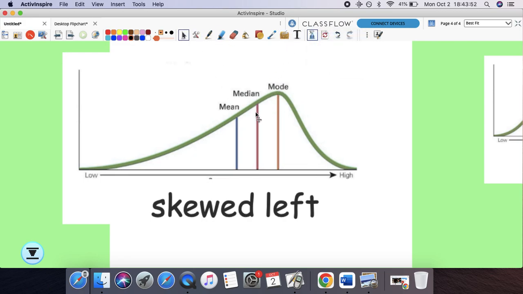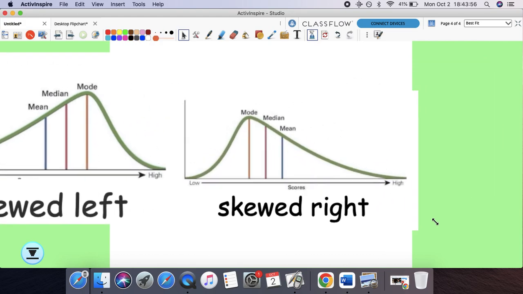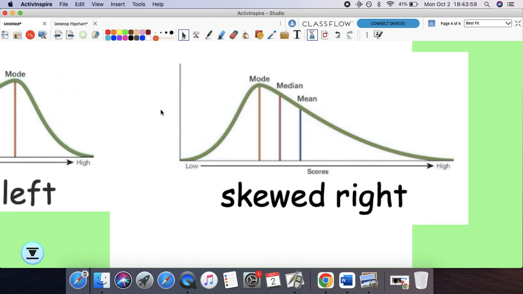So let me change that to skewed right. In skewed right, most of your data is hanging out over here. So the mode is still this guy here, which is your peak. The median is a little bit to the right of it, and the mean, again because of this guy over here, increases. All right, so that's what happens to your mean, median, and mode when it's skewed right.